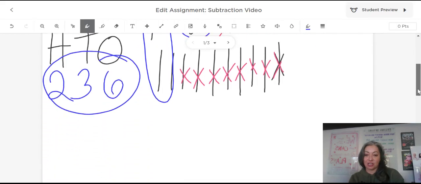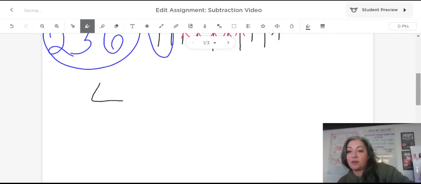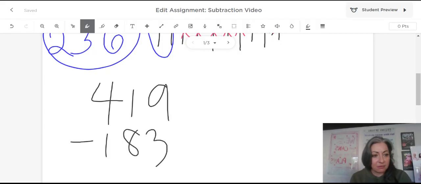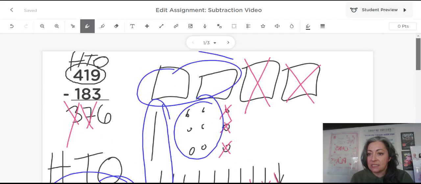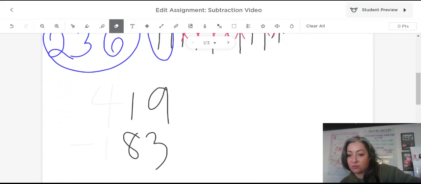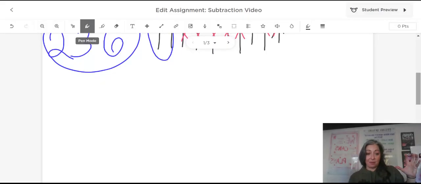419 minus 183. Okay, this will probably look slightly more familiar. 419 minus 183. Is that what I put? I think that was the right one. 419 minus 183. Okay, so actually I'm going to erase this because I want to make it a little bit bigger. Okay, so I'm going to break this down into expanded form.